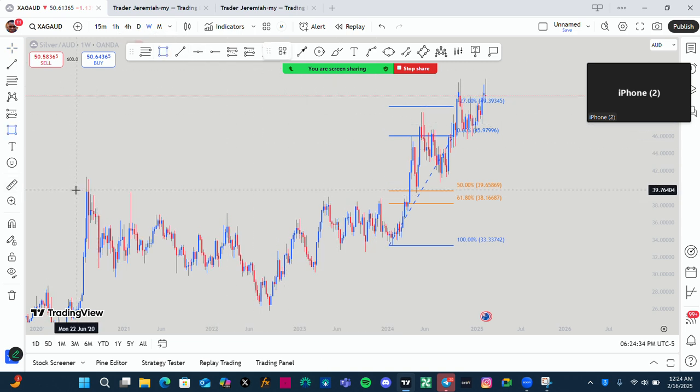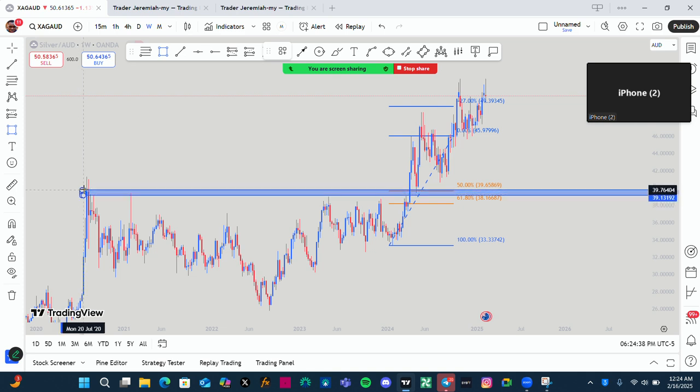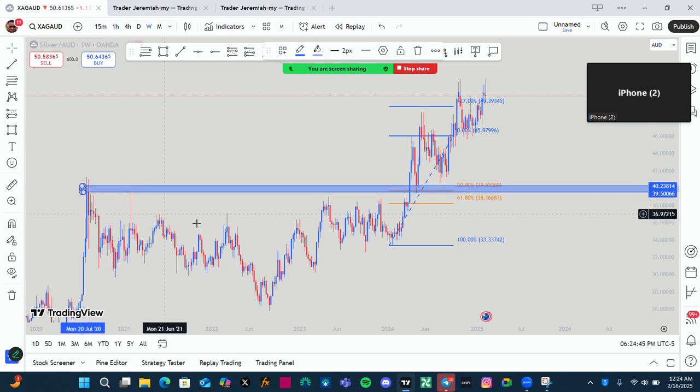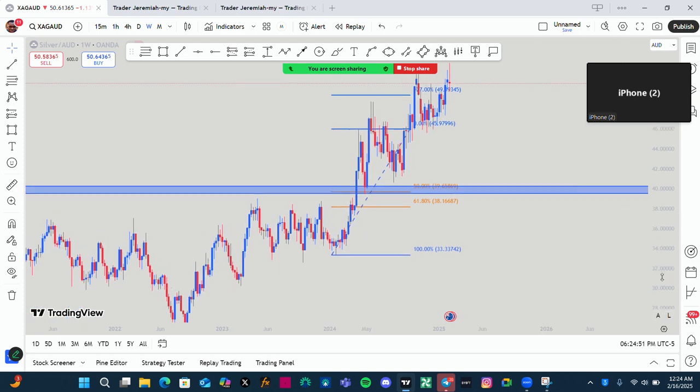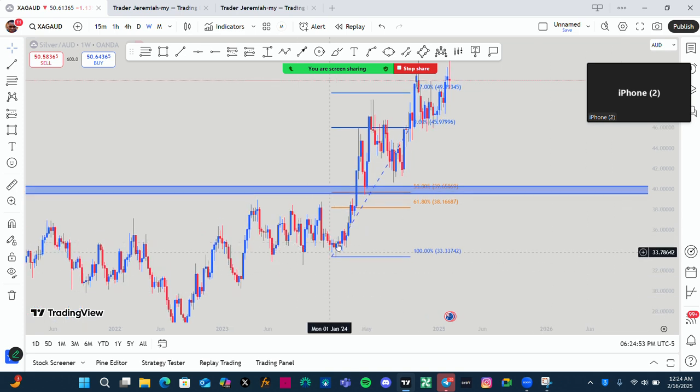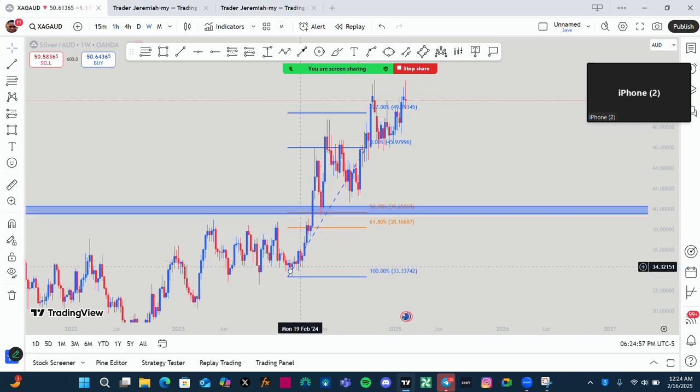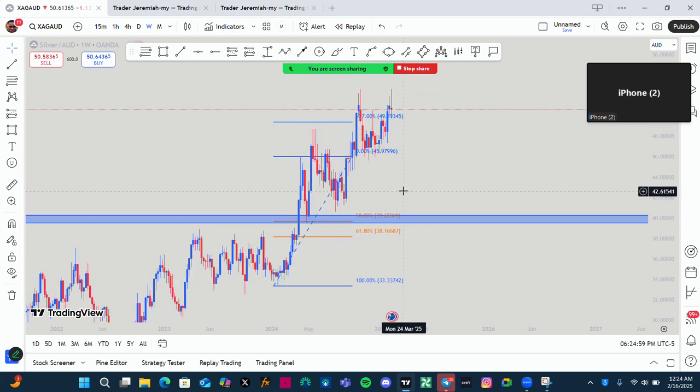Let me draw it out. At the middle of the Fibonacci, as you can see, there was a support level there as well. So that's what I always said. If you are using Fibonacci, you'll be using it with support and resistance or supply and demand zones. You can't just use Fibonacci on its own without maybe a support and resistance.